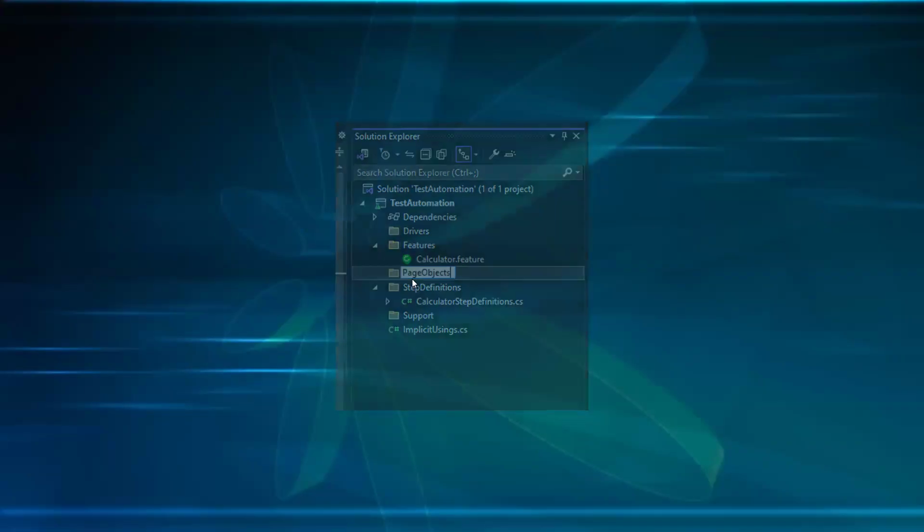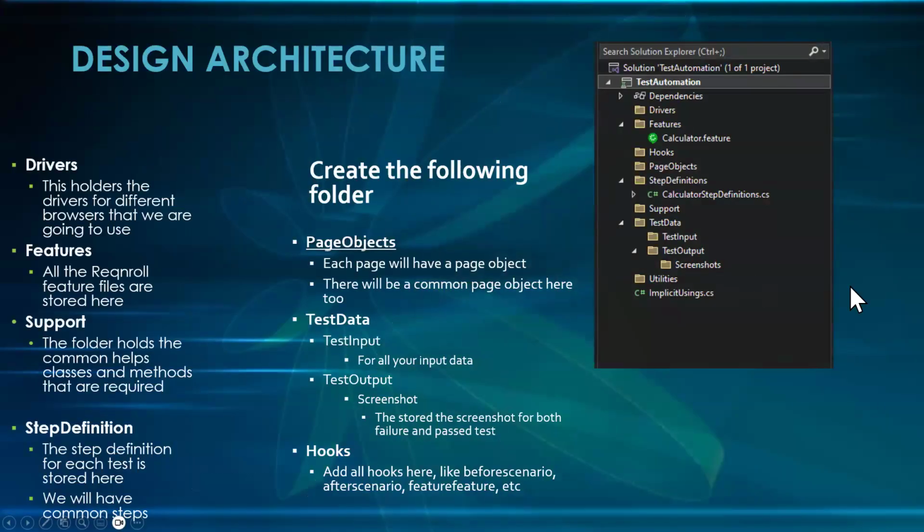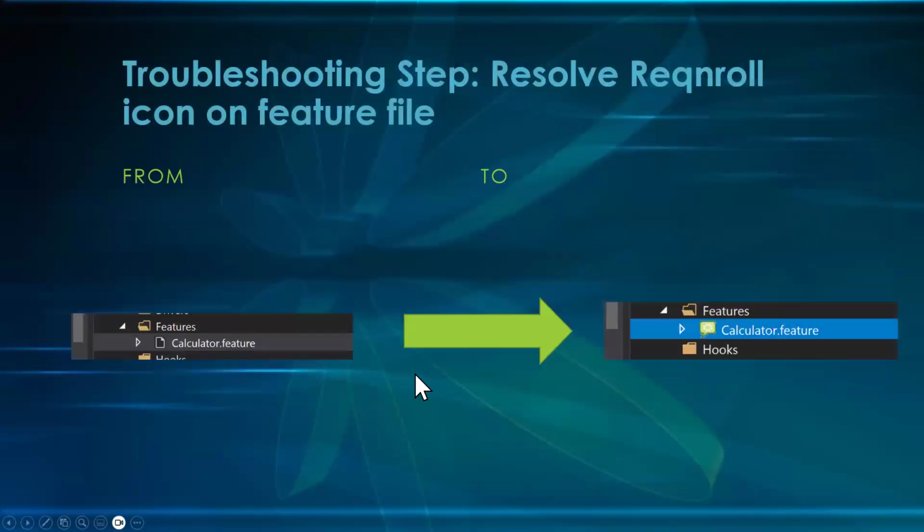Once that page object folder is created, you can do the same process for the hooks and also for the test data, and that would create that for you. So that is the step.